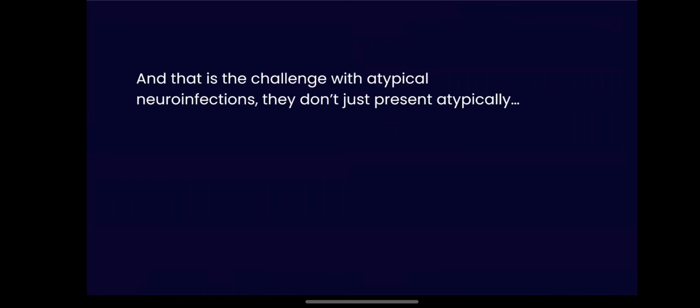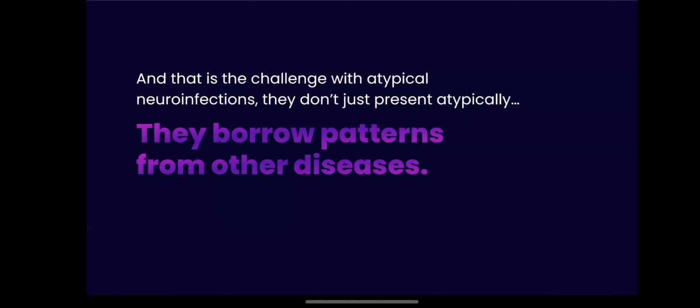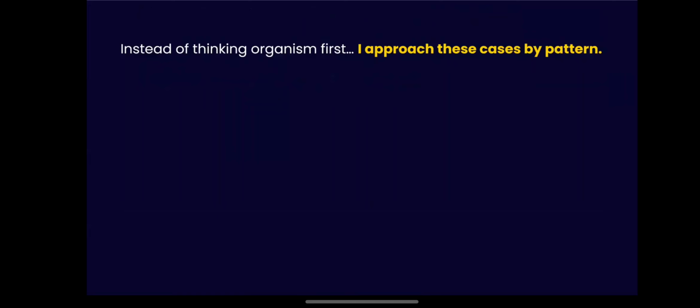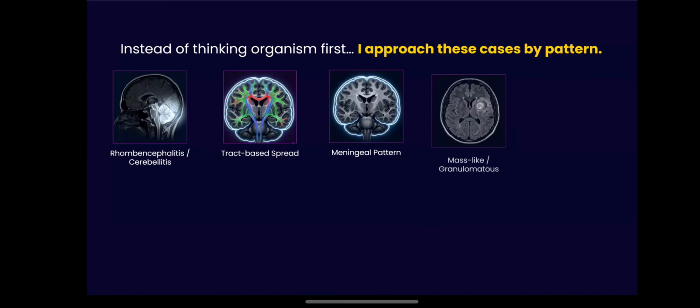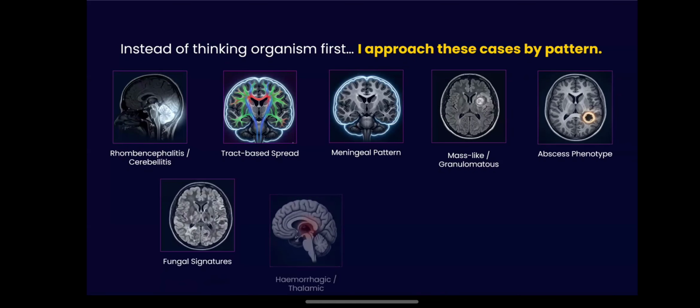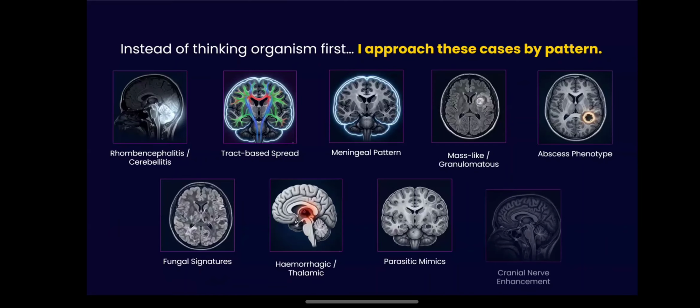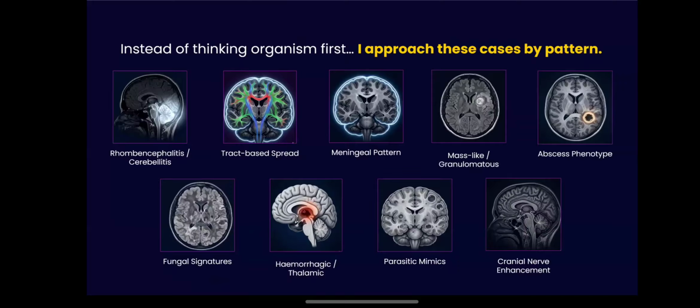They don't just present atypically in terms of the clinical manifestations, but from what I've seen in my practice, they borrow patterns from other well known diseases. So instead of thinking organisms first, that's precisely why I go by these cases in terms of the pattern. So we will be seeing a couple of patterns that I have tried to elucidate over my last couple of years in neuroradiology. These are a bunch of patterns that I have seen that could emulate atypical neuroinfections.